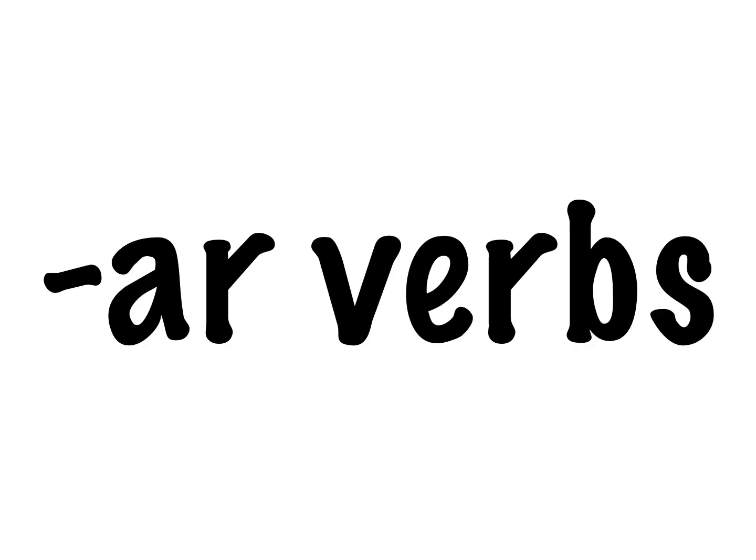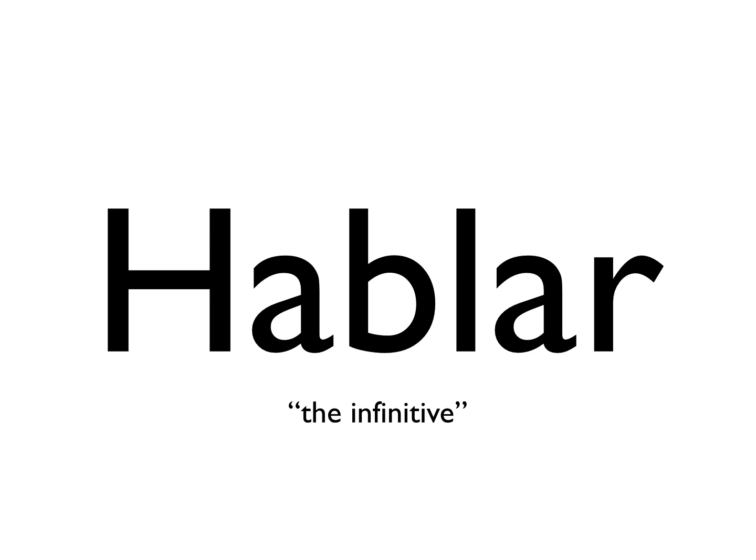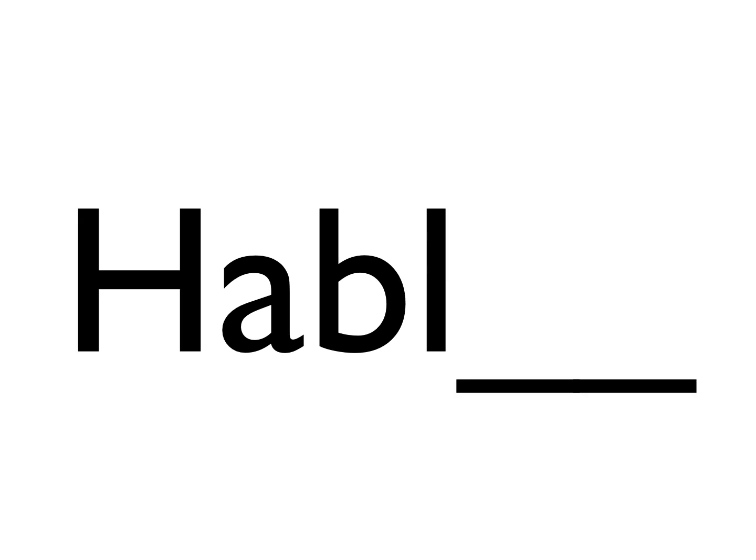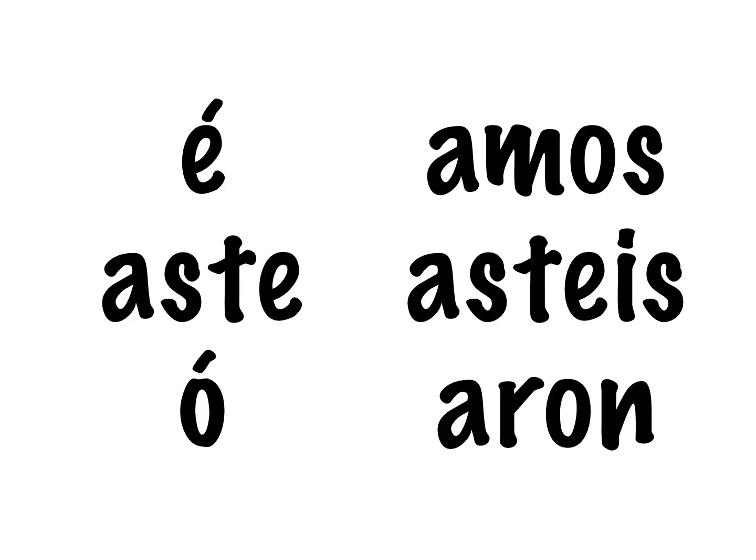AR verbs, so hablar is our example, and hablar means to speak or to talk. So we follow the same procedure that we learned with the present tense. All we do with the infinitive is we cut off the AR and we get what we call a stem, HABL, and into this blank space that I've underlined, all you need to simply do is insert the appropriate ending according to what you want to say. Remember, in the order that we've already discussed. So here are our AR endings.